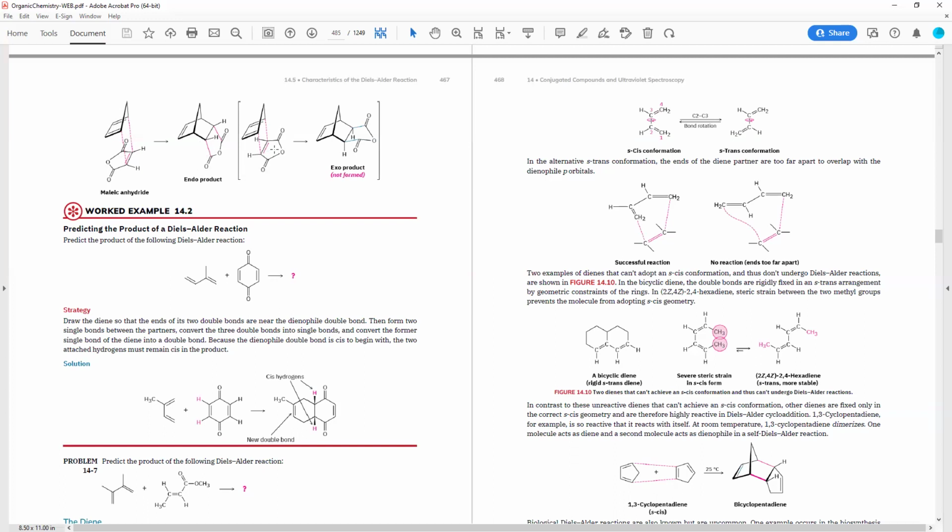The endo product is what happens if you put the electron withdrawing groups of the dienophile under the diene. In the exo product, you're going to put them away from the diene. And so in the exo product, which is not formed in this case, the part that looks like maleic anhydride ends up closer to the 1 carbon bridge. In the case of the endo product, maleic anhydride is closer to the 2 carbon bridge. And that'll always be true for cyclopentadiene. Endo is putting it closer to the 2 carbon bridge. Exo is putting it closer to the 1 carbon bridge. Endo is preferred. It's called the Alder-Endo rule.